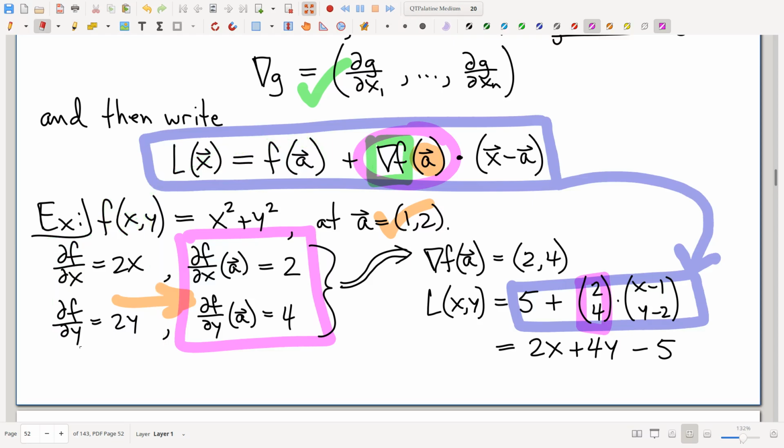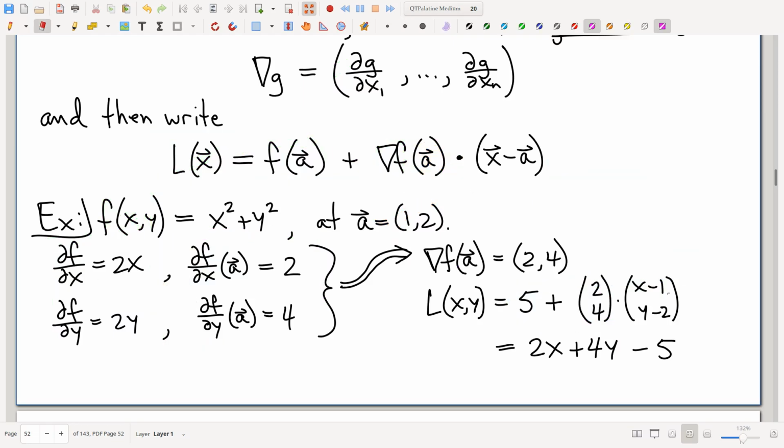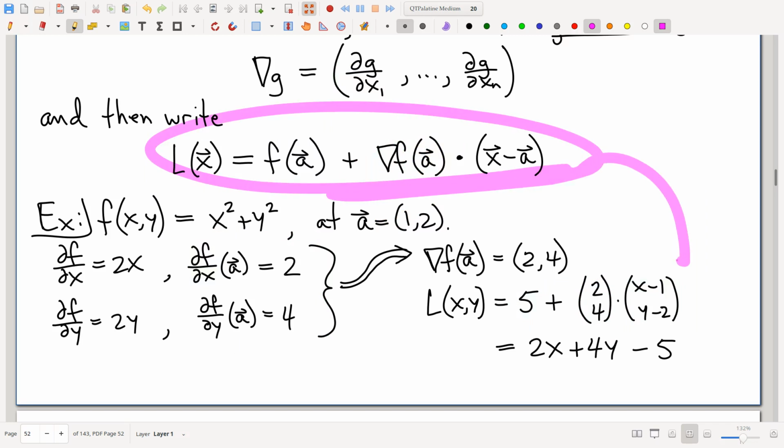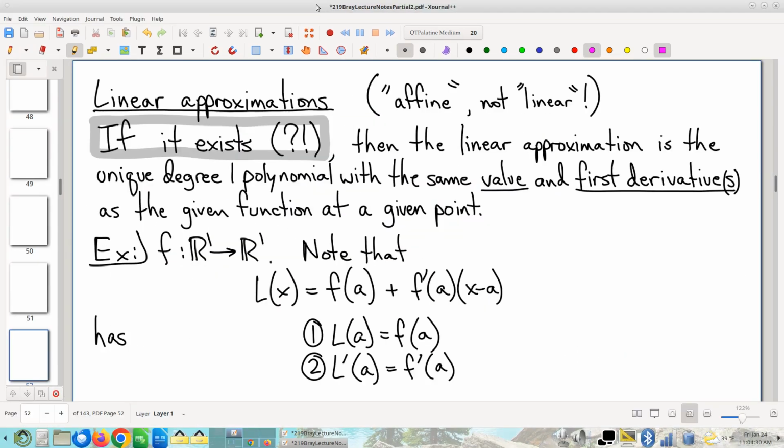Alrighty. So there we go. We have the gradient there, and golly, it looks like we have the gradient. That means this is the linear approximation, and I think I may be out of time already.